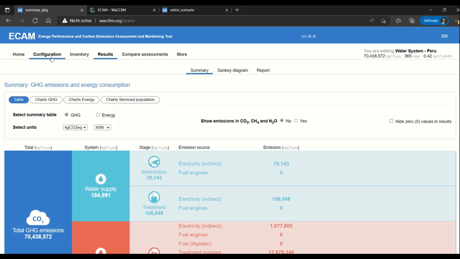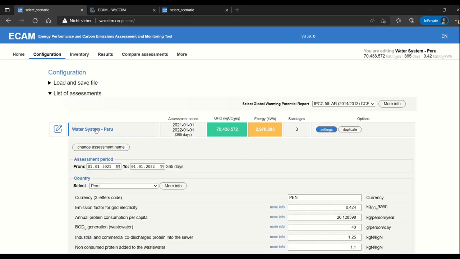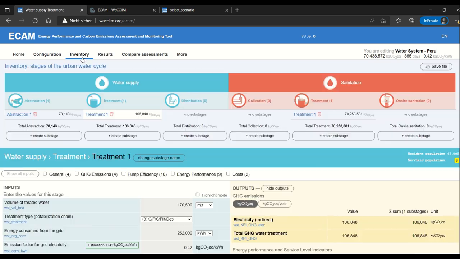Just so you all can see, I have a water system in Peru. My assessment period is 1 year, and in the inventory, I have substages for abstraction and treatment in water supply and treatment in sanitation.